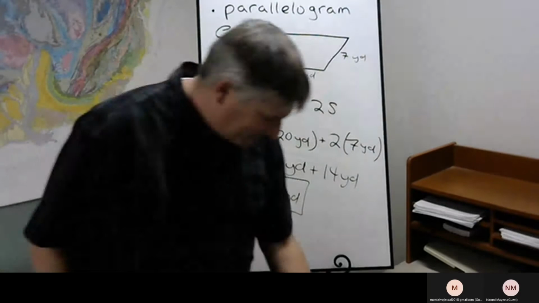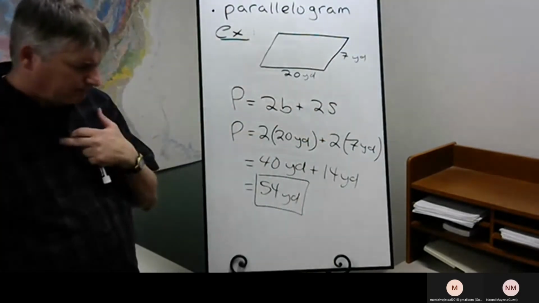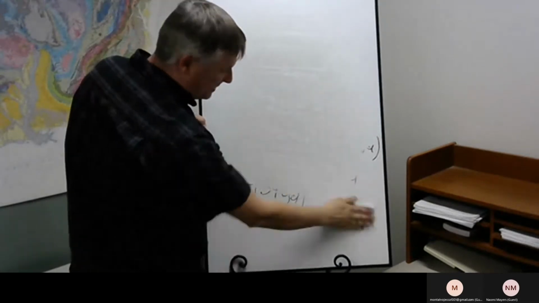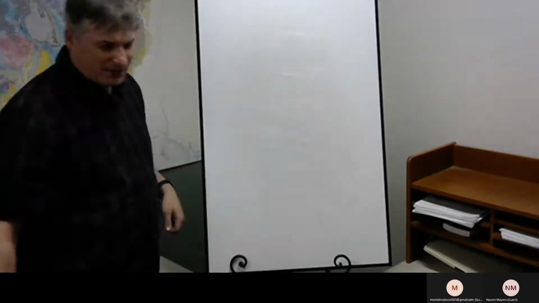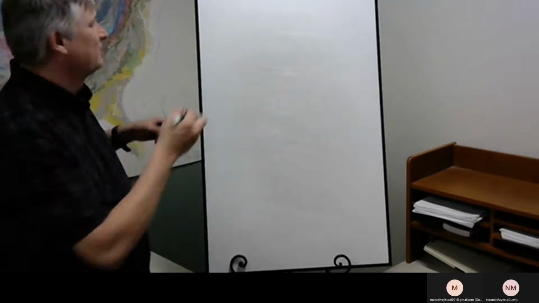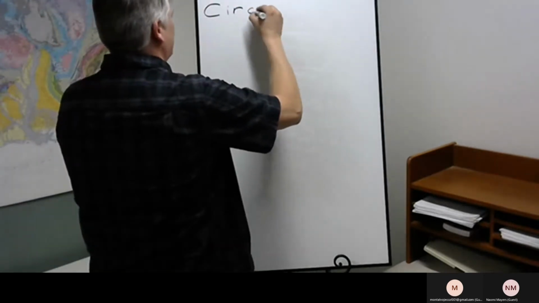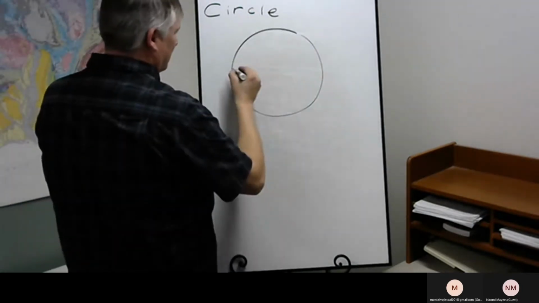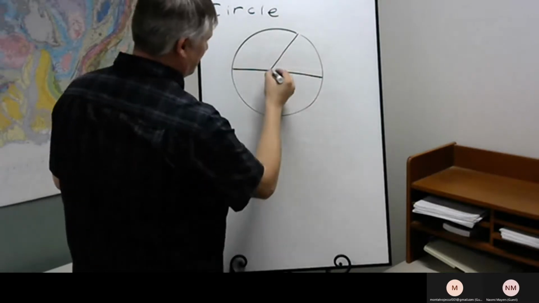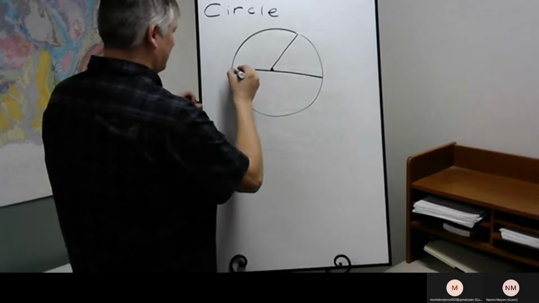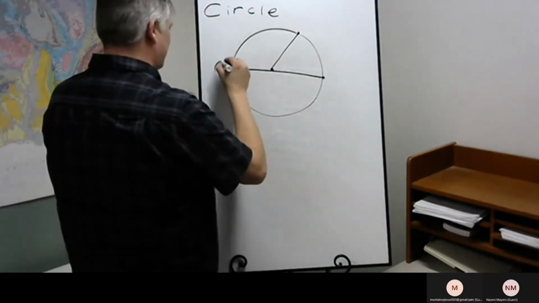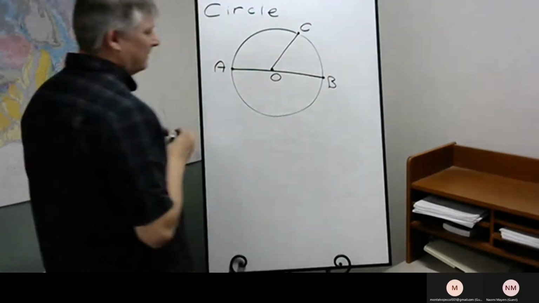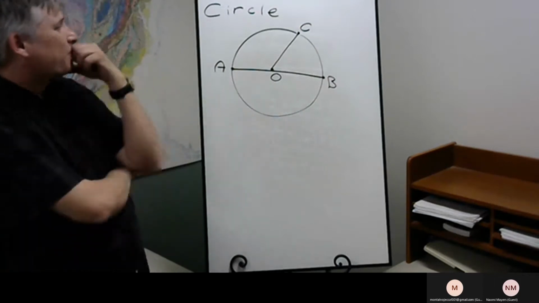All right. So what we do, that's it for the triangles and for the 4-sided shapes. There's one last one we talk about, and this is kind of a special one. It's called the circle. So let's say this is the center of the circle here.